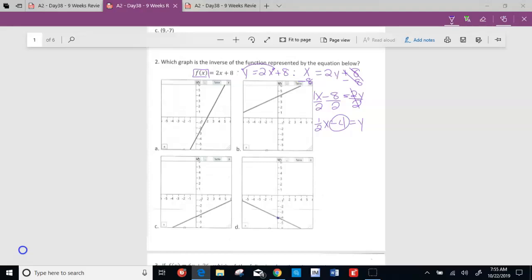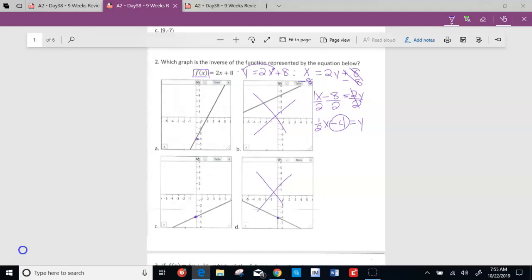So that's here. Choice D, C, and A. Choice B is out because it crosses way up here at positive 4. Next, I need a slope of 1/2. Positive 1/2 means my graph is increasing from left to right. That takes out choice D.